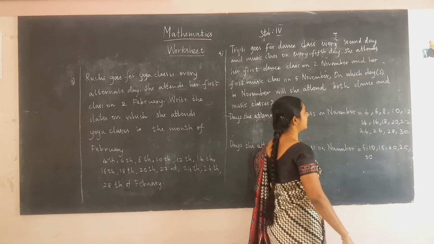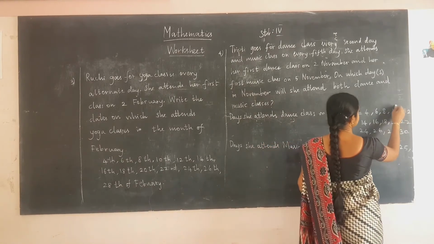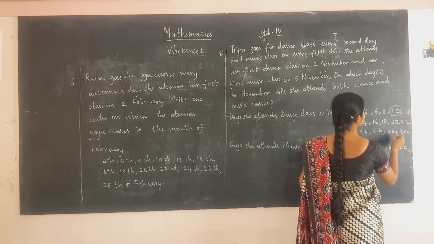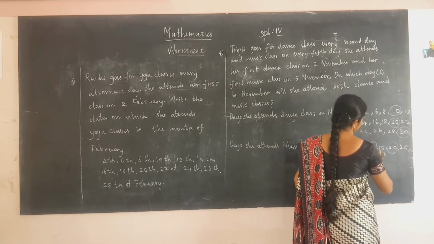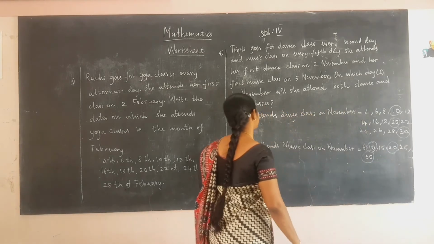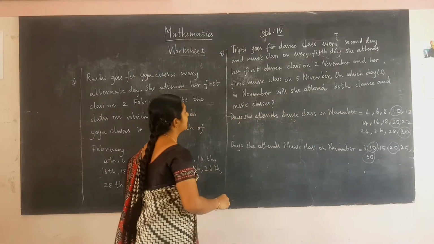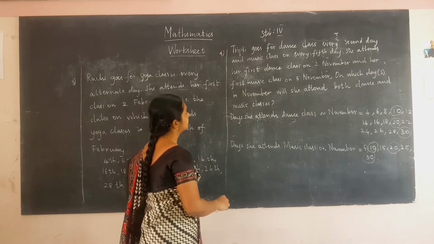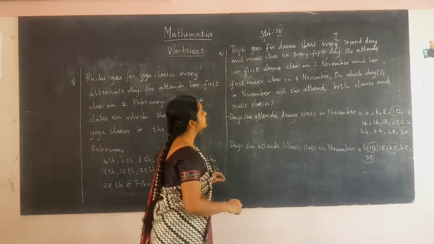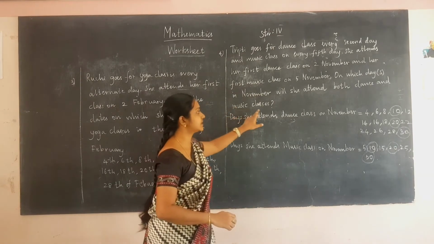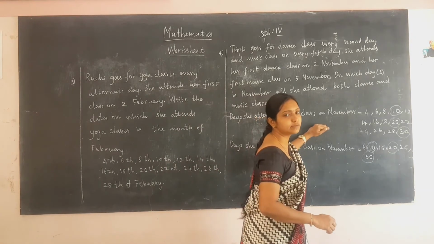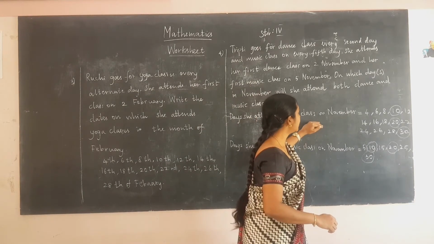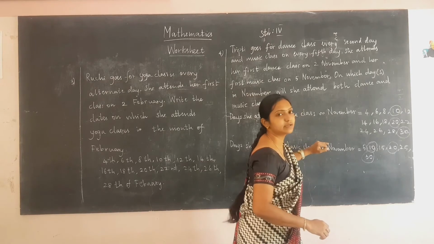Now find the common numbers. 10 is common here, 20 is common and 30 is common. So we have to find on which days in November will she attend both dance and music class. Both means we have to find the common multiples. Common multiples are 10, 20 and 30 here.